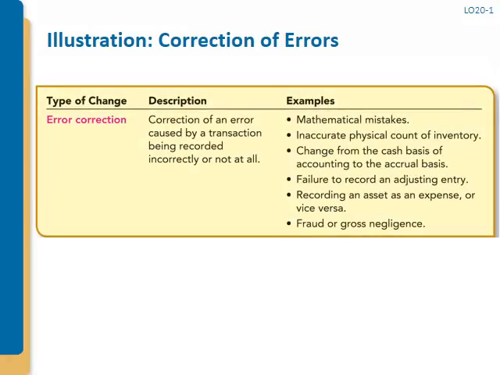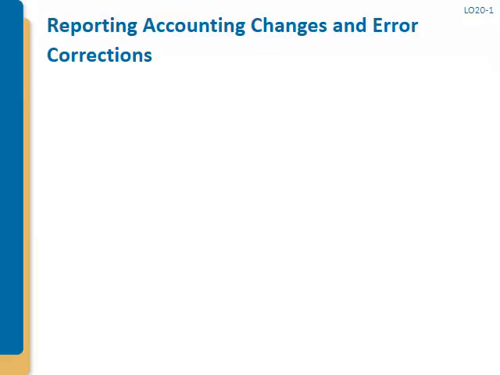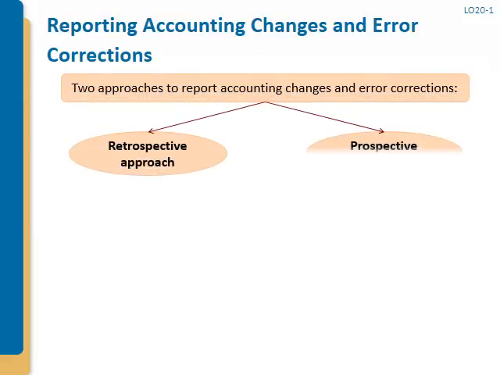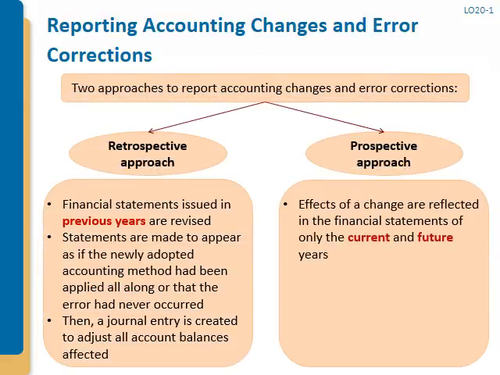The correction of an error is another adjustment sometimes made to financial statements that is not actually an accounting change, but is accounted for similarly. Errors occur when transactions are either recorded incorrectly or not recorded at all, as shown in this illustration. Depending on the situation, two approaches are used to report accounting changes and error corrections.